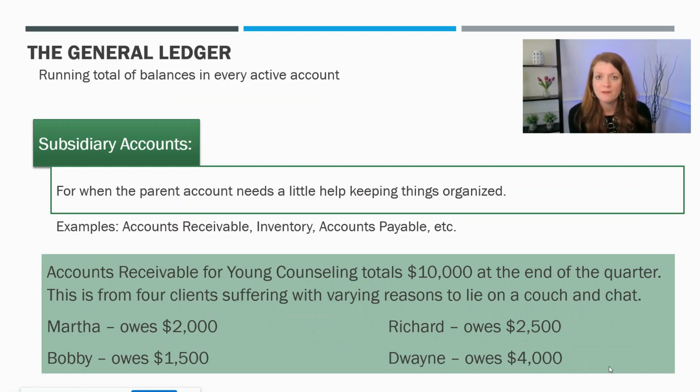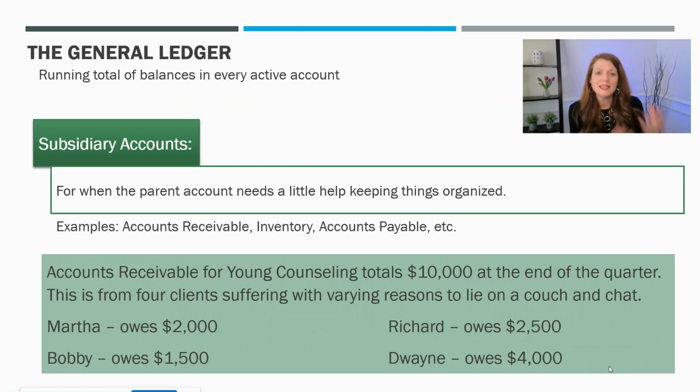Because if you think about it, for example, here, accounts receivable for Young Counseling totals $10,000 at the end of the quarter. This is from 4 clients suffering with varying reasons to lie on a couch and chat. So we've got Martha, she owes $2,000. Bobby owes $1,500. Richard owes $2,500, and Dwayne, who has his fair share of times that he needs to talk, he owes $4,000.